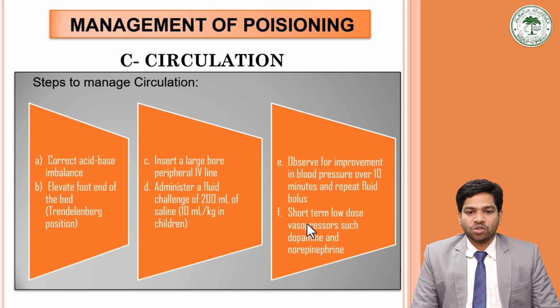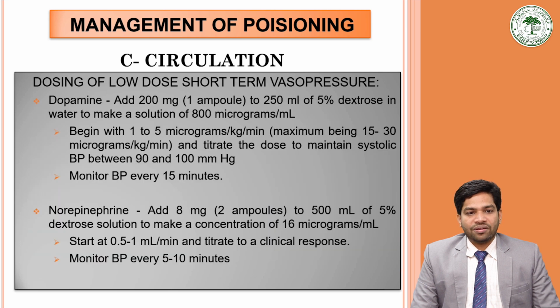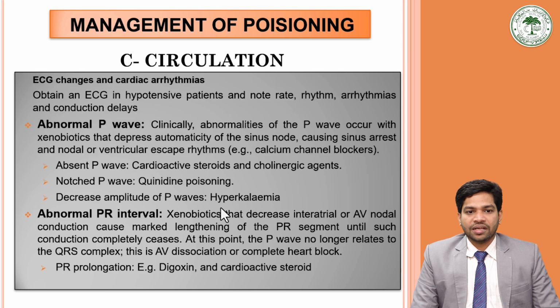Even though the patient is not improving, then we must switch to the hemodynamic monitoring, and then we must go for the different dosing of the vasopressors. So in order to further manage the circulation, we must look for the other parameters. We should look at the ECG changes and their abnormalities. So obtain an ECG in hypotensive patients and note rate, rhythm, arrhythmias and conduction delays.